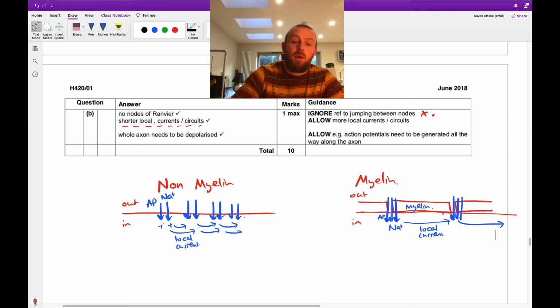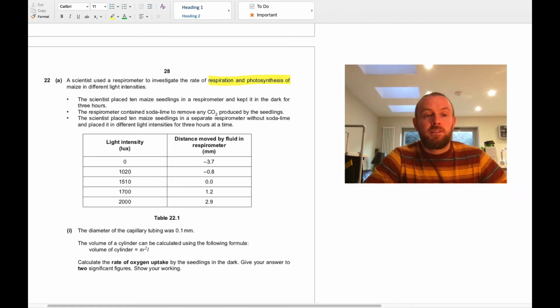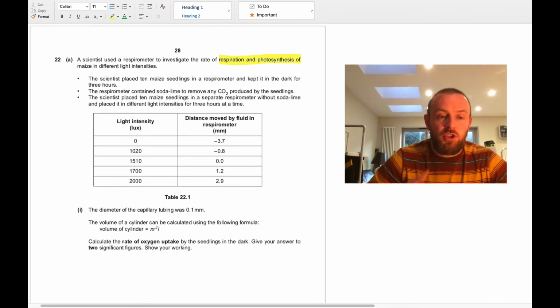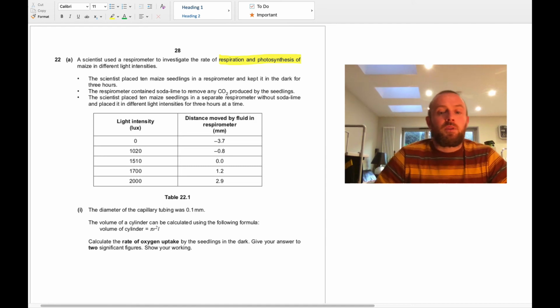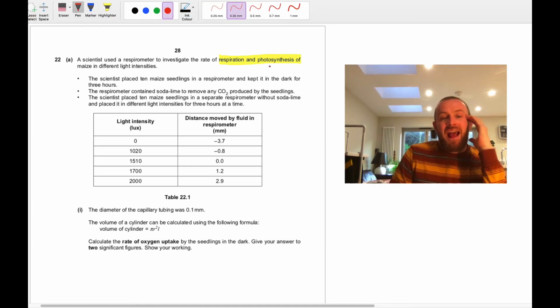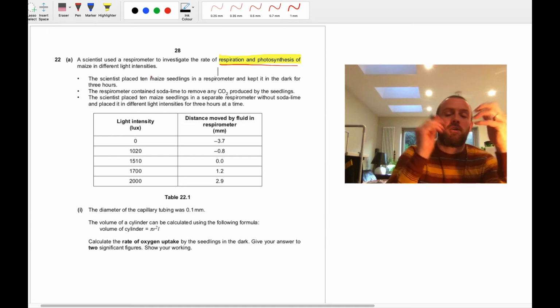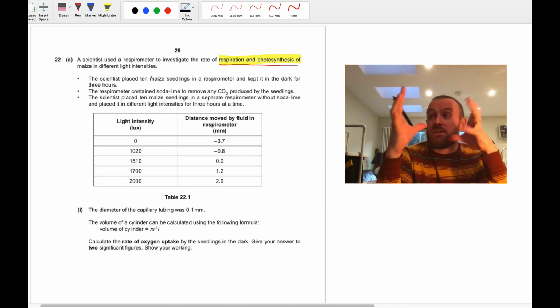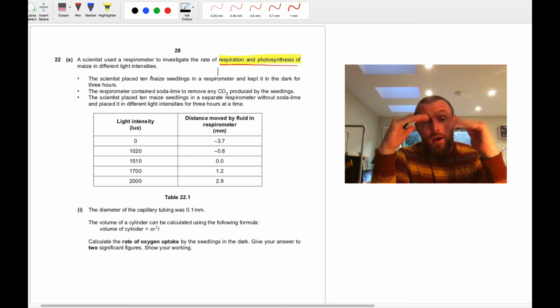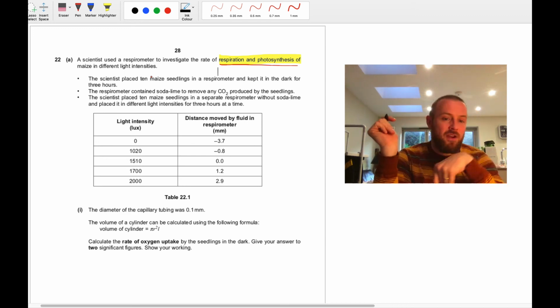Okay, back to the paper. We're on to question 22, just 2 more questions to go. This question is about respiration and photosynthesis. A scientist used a respirometer to investigate the rate of respiration and photosynthesis of maize in different light intensities. Already I'm thinking maybe this is to do with the trade-off between those two, and maybe it's to do with the light compensation point, where they almost exactly cancel each other out.